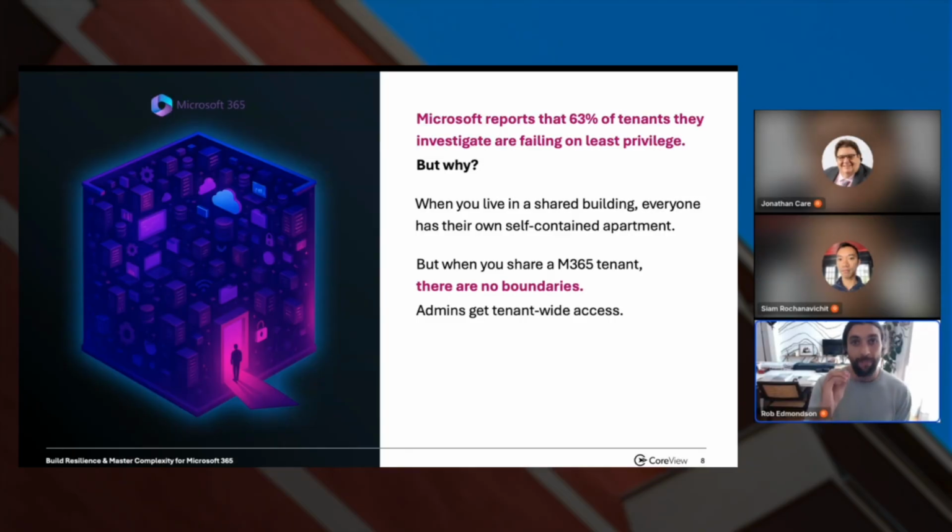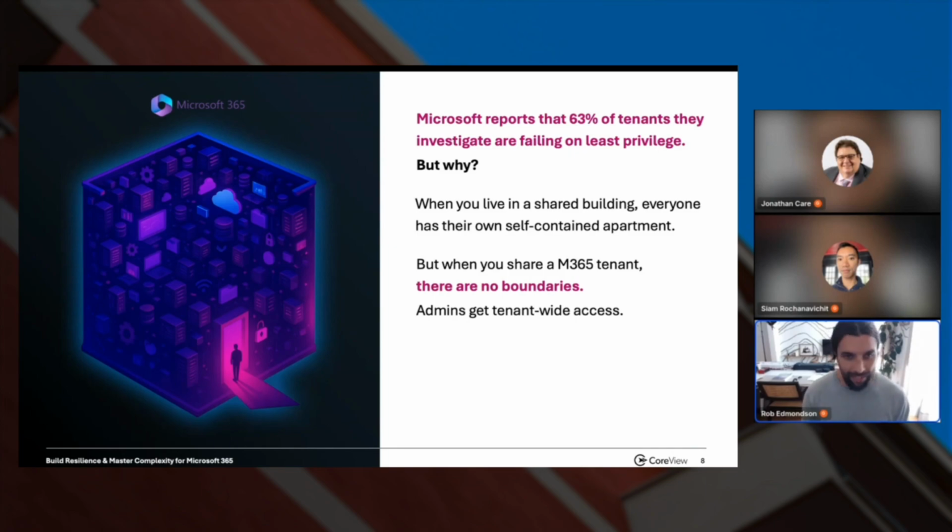And do you want to know something shocking? Microsoft has no capability to reduce that privilege. It just gives you tenant-wide access. There are no ways in a Microsoft tenant to create self-contained apartments where each user only gets access to what they need. This is a stunning failure of the identity security market.